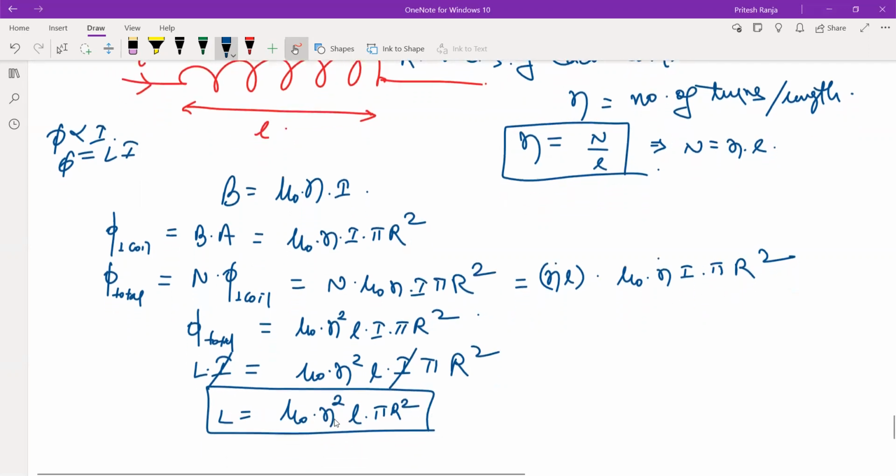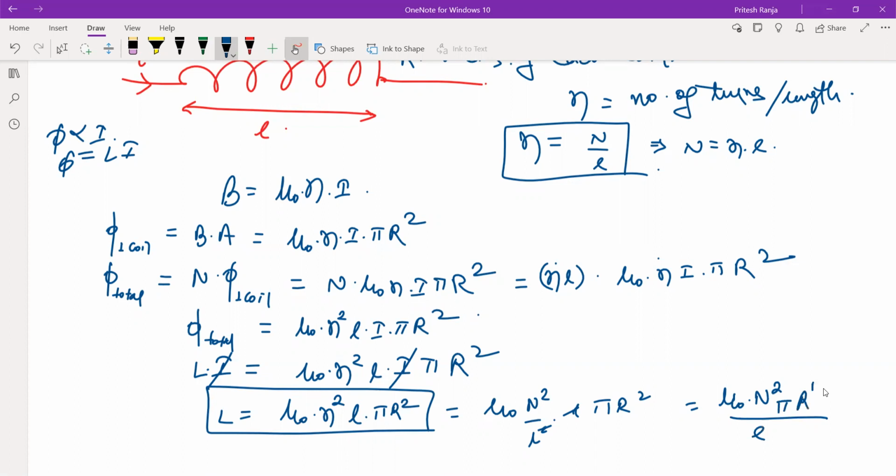So at most of the places you will see that ये expression capital N में है. So at the end you can convert in terms of capital N. तो n square की जगह लिख देंगे म्यू नॉट N square by L square into L into pi r square. तो ये एक L कट जाएगा, ये बन जाएगा म्यू नॉट into N square by L into pi r square. ये भी expression चलेगा. So this expression generally we should remember, but even though if it is not remembered, there is no issue. We can just find it by equating the two expressions.